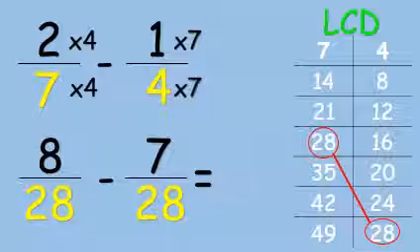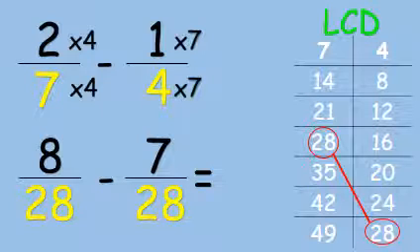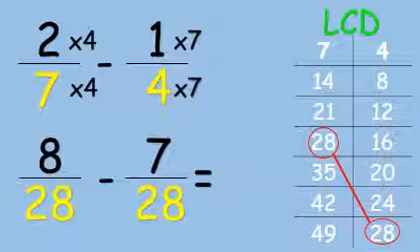You are now at the point where your two denominators are the same, and you have already learned how to solve fractions with like denominators. So go ahead now and complete this fraction. Pay close attention to the subtraction sign in the middle. What did you get? 1 over 28? That is correct.